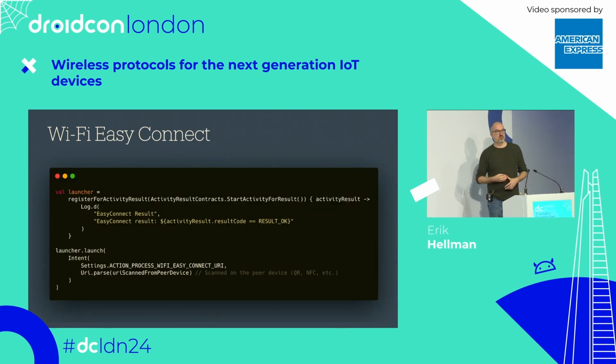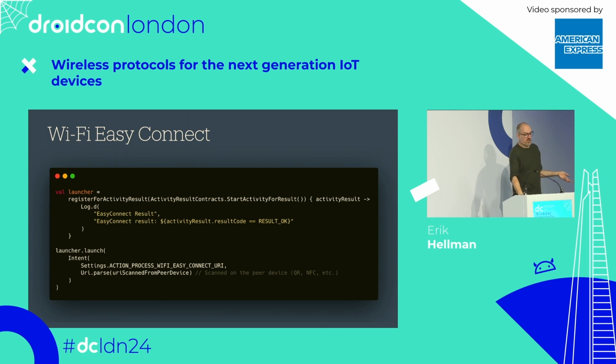This is basically what you do. You create an activity result contract, and you launch it with a Settings.ACTION_PROCESS_WIFI_EASY_CONNECT_URI, and you pass it a URI. This URI is something you get from the device. Usually, when you have a device that supports DPP or Easy Connect, it's printed as a QR code on the device. It can also be transferred by scanning an NFC tag, or you can even connect with Bluetooth just to retrieve it. The standard doesn't specify how you get this.